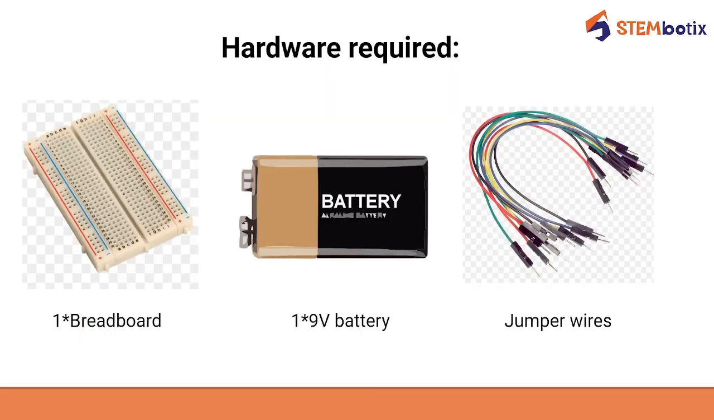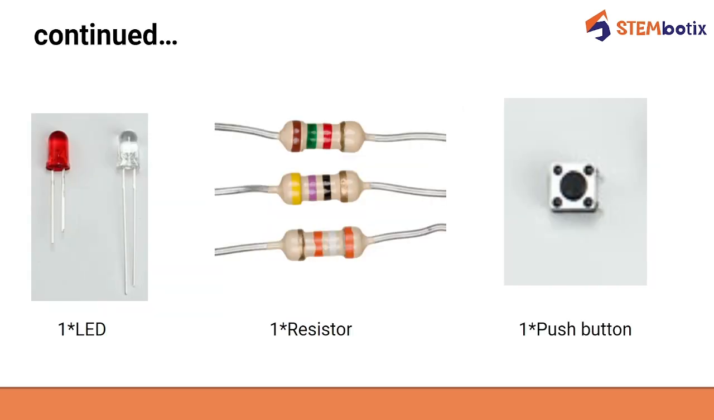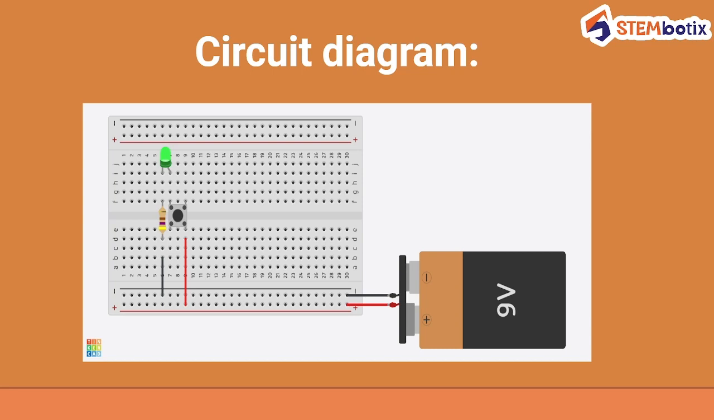So to interface your push button, you would require a breadboard, a 9-volt battery, some jumper wires, one LED, one resistor and one push button. So this is the circuit diagram of your circuit. First of all, connect all the components and place the battery and breadboard. Connect the negative terminal of battery to the negative rail of breadboard and positive terminal of battery to the positive rail of breadboard using a red and black jumper wire.